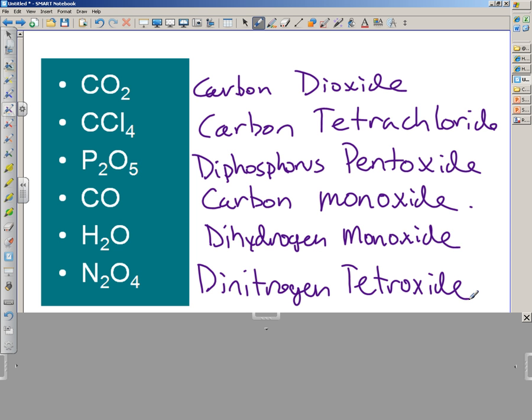Breaking down formulas, you can tell how many kinds of elements are there. If you're still worried about it, I'm going to let you go back.